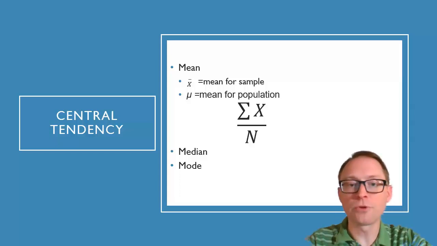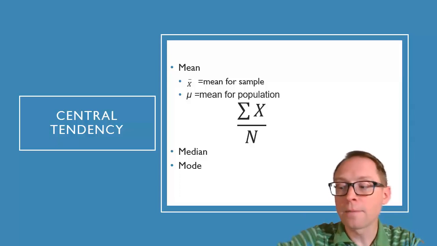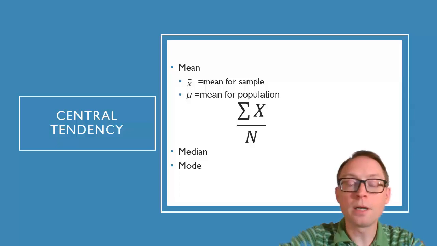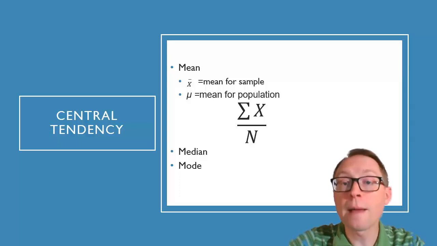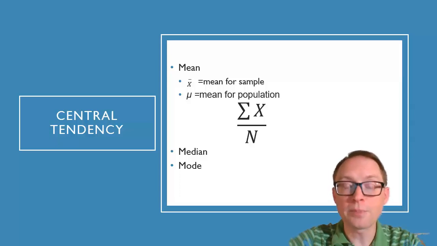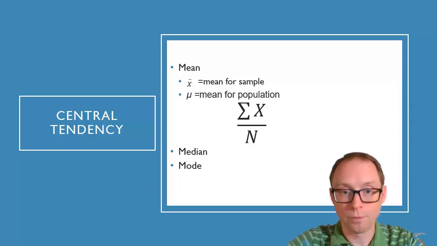So here's my question for you. X bar is a statistic. Mu is a parameter. X bar will be a number that represents the sample. Mu is going to be a number that represents the population. Okay, X bar, the sample, means it's a statistic.